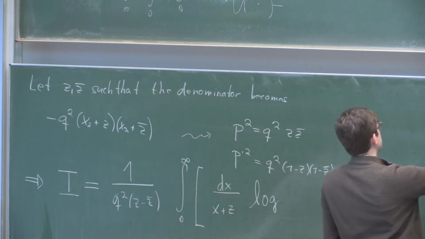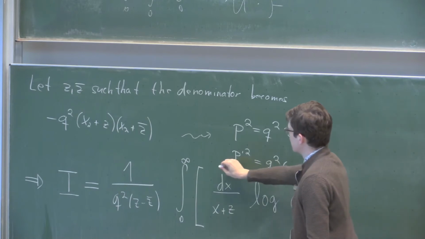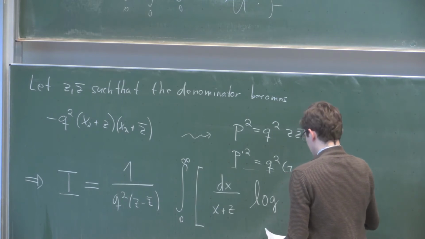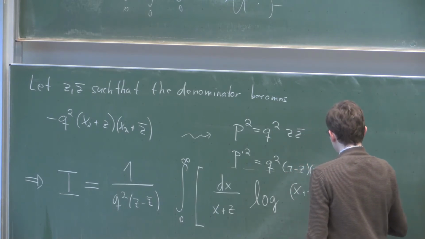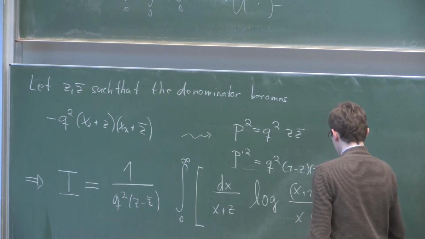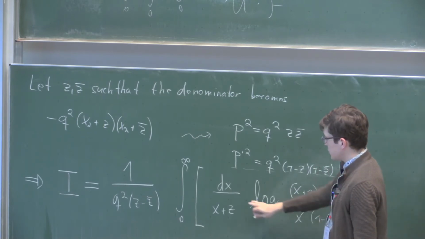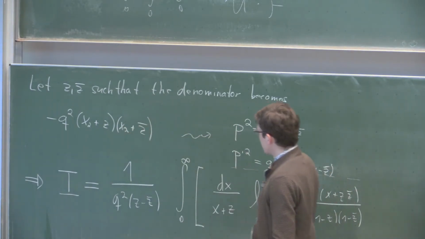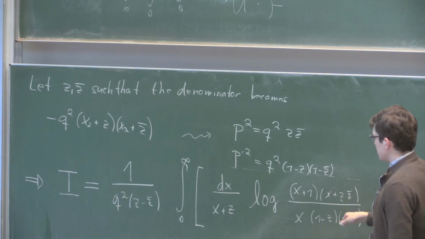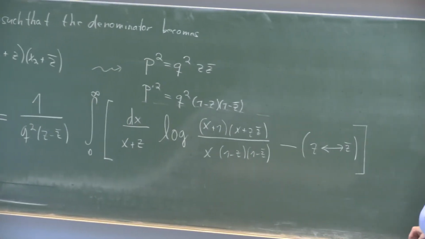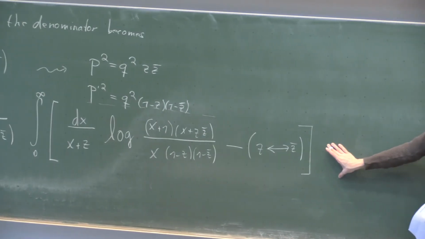And if you evaluate the logarithm at these limits with these coordinates here, then the expression you get is just (x plus 1)(x plus z bar) divided by x times (1 minus z bar). So this is the first term of the partial fraction decomposition. There's another one when you take dx2 over x2 plus z bar. But because this thing is symmetric in z and z bar, we can just write this as the same thing with z and z bar exchanged. Any questions until this stage?